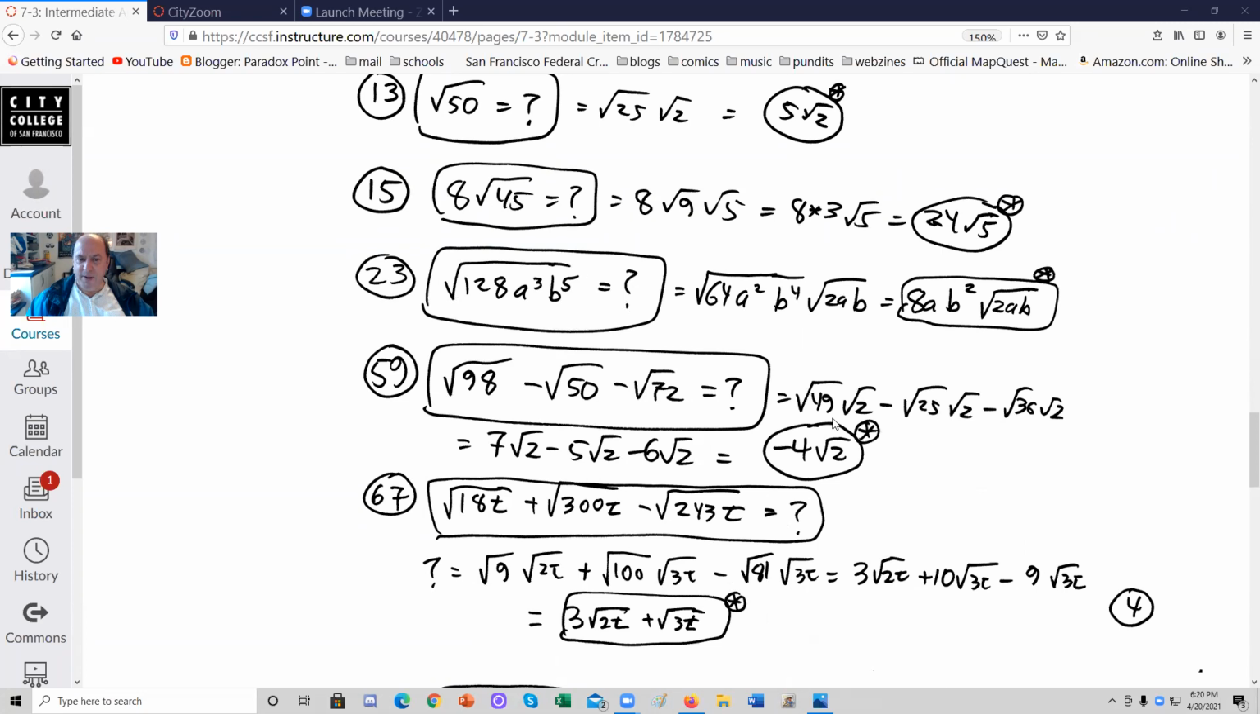Root 98 minus root 50 minus root 72. Root 98 is root 49 root 2. Root 50 is root 25 root 2. Root 72 is root 36 root 2. So this is 7 root 2 minus 5 root 2 minus 6 root 2. Comes out to minus 4 root 2.